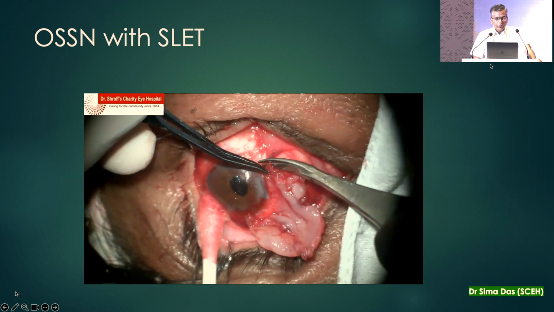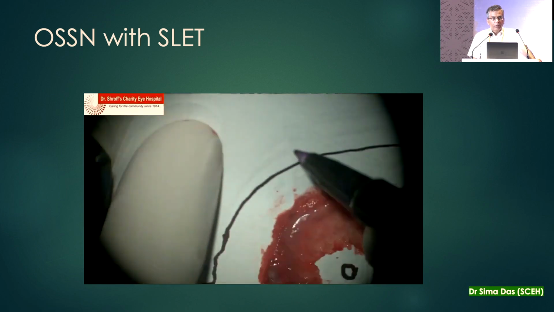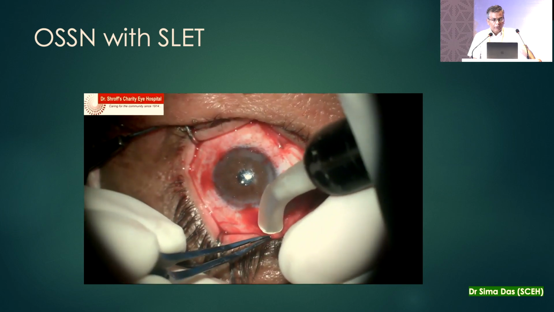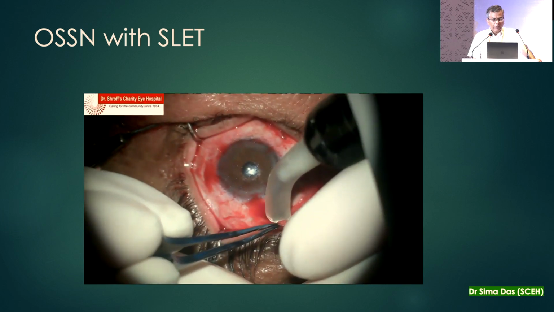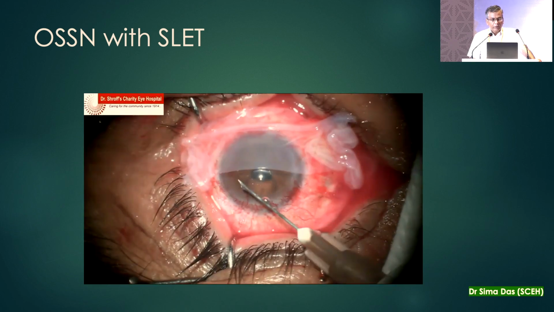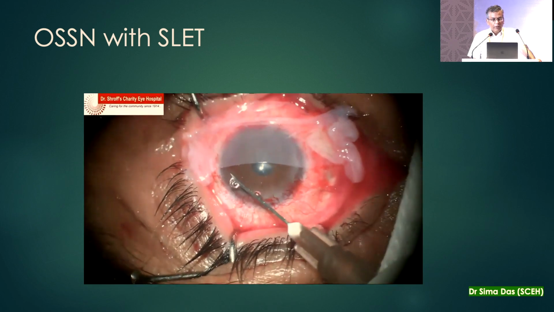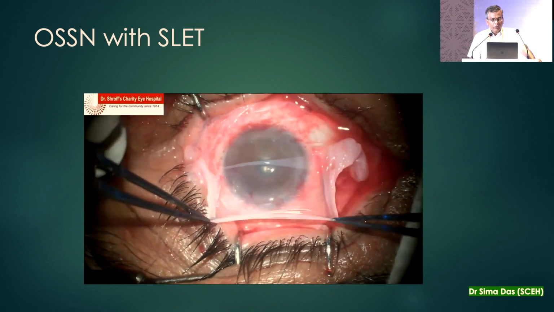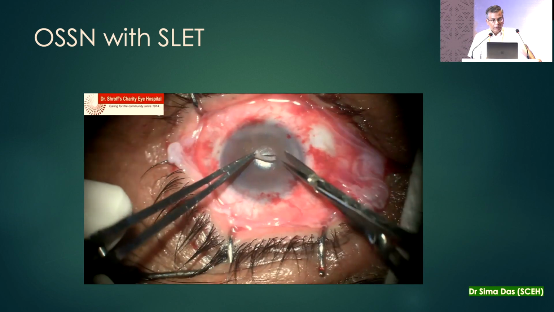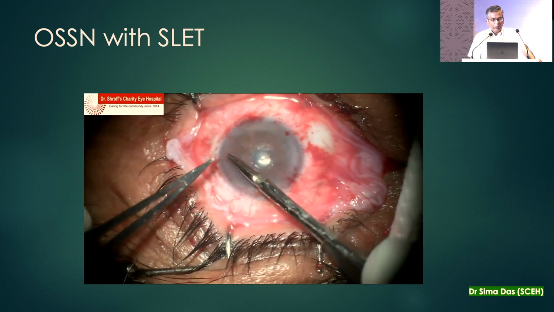In case of OSSN excision, it's important to maintain the no-touch technique. While sending it for histopathology, it's important to mark the areas so that the orientation is right. Because in these tumors, there is also cryo being done on the margins, the ability of the conjunctiva to heal back is slow, and therefore again amniotic membrane becomes important.